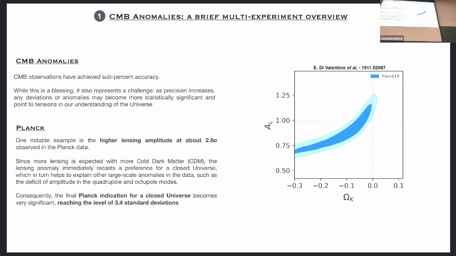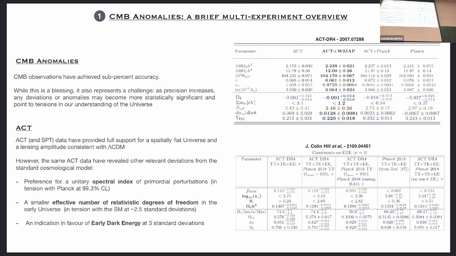And I think one effective way to question the nature of anomalies is simply to compare the results from independent experiments. And this can be done thanks to the very precise measurements of the cosmic microwave background released by the Atacama Cosmology Telescope and the South Pole Telescope that are probing angular scales that are actually slightly different. And so if we analyze both ACT and SPT data, we find that they are both in full agreement with a spatially flat universe and with a lensing amplitude consistent with ΛCDM.